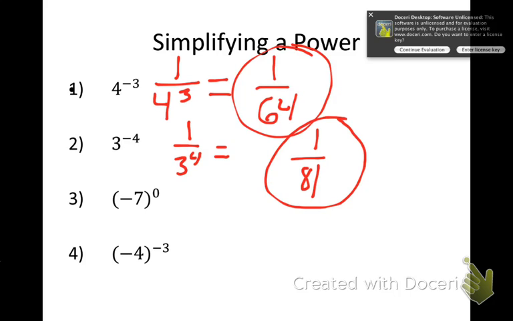Number 3, negative 7 to the 0 power. Colin, get me started. Is it just 1 over 7 to the 0 power? 1. So what's the answer? 1. Yep, negative 7 to the 0 power would be 1.